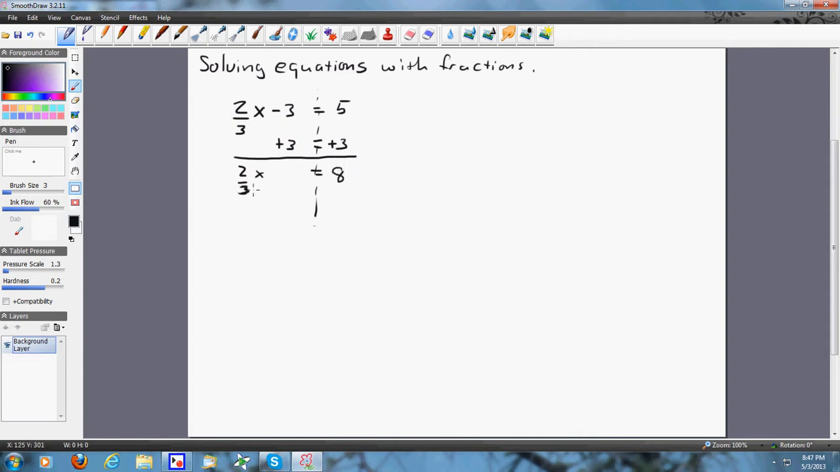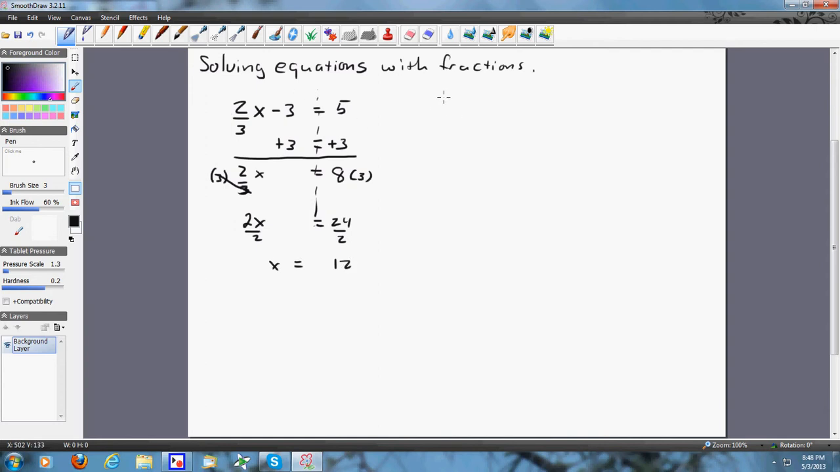What we're really doing here is dividing x by 3 and multiplying x by 2, but we're doing that simultaneously. What you can do is multiply both sides by 3, and the nice thing about this is 3 goes into 3 once, so you're just left with 2x, and 8 times 3 is 24. Now you divide by 2, and you get x equals 12.